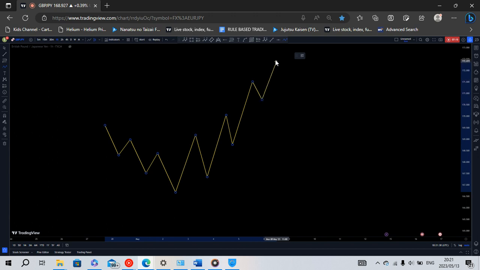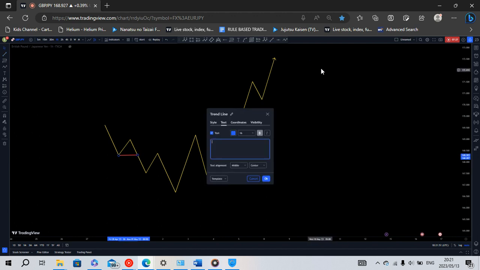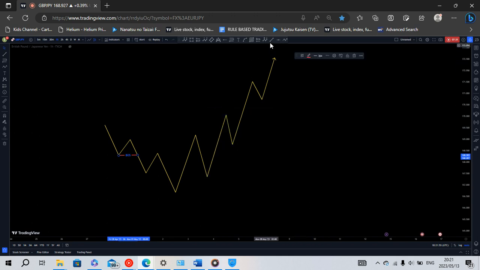But let's just say here, for instance, we push. So here is how it works, guys. Since here you can see that we're breaking structure over here, over there, so breaking structure as you can see. Also here.